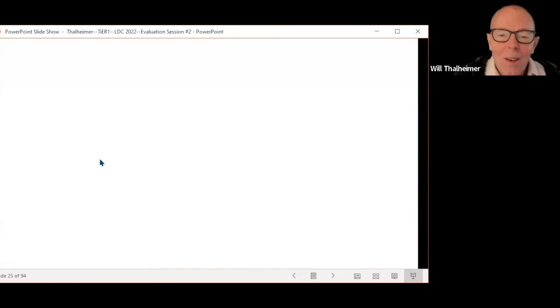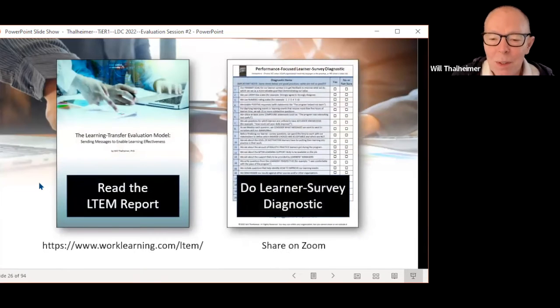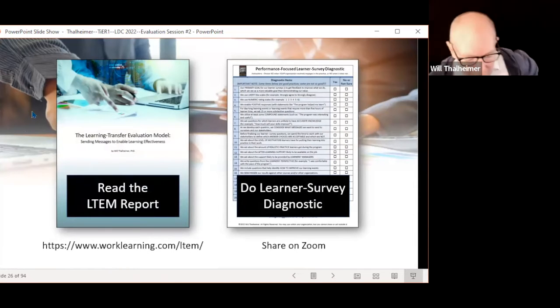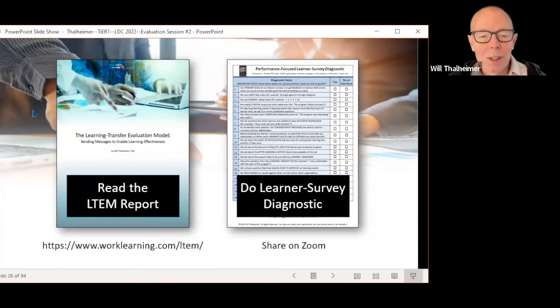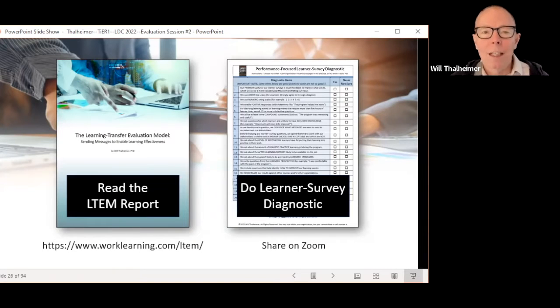All right, so you had homework to read the LTEM report and to do the learner survey diagnostic. I know at least one of you, my hiking partner in crime, Rich James, had a little trouble getting it, but Esther gave him the link. But these were the two homework assignments. So I thought we should stop and see if you had any reflections, if this made you think of anything, if you have any questions.